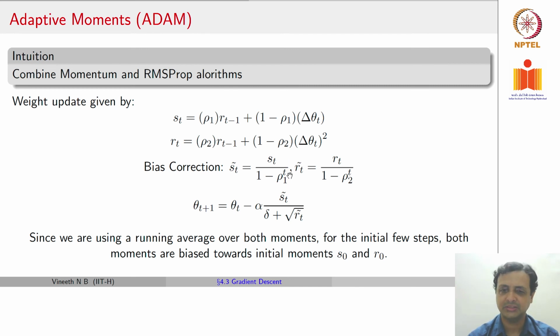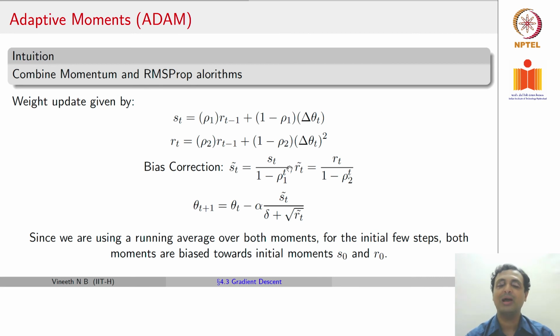What happens in later iterations? We have t here. t is the number of the iteration that you're talking about. What happens here? Remember rho 1 is less than 1. It's chosen to be 0.9 or something like that. So rho 1 to the power t will keep reducing over the iterations. 0.9 times 0.9 is 0.81.